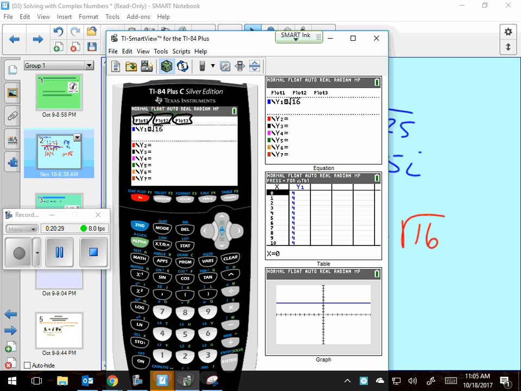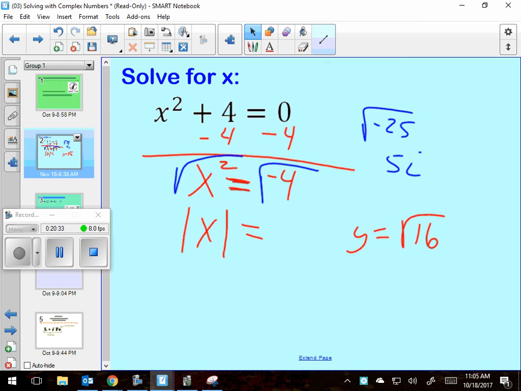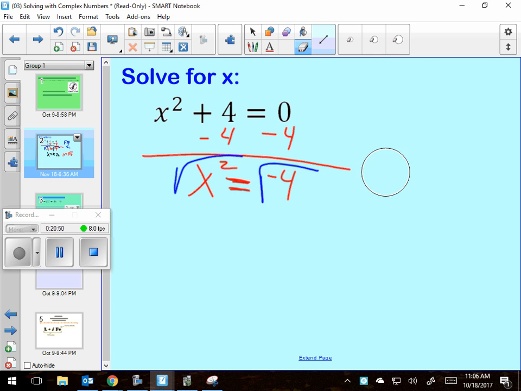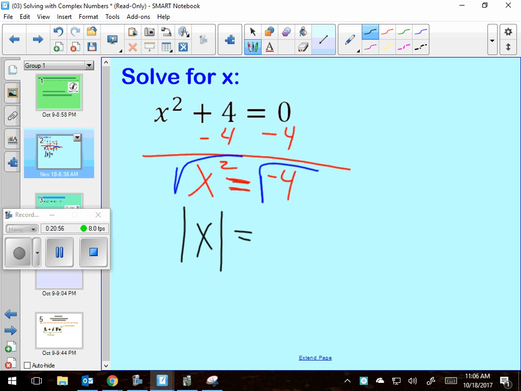All right. So, moral of the story is that when you are doing this problem, you cannot do this. Square root of x squared is x, and this is plus and minus 2i. No, that does not get you credit, because the square root of x squared is the absolute value of x. I just showed you. I proved it to you. And this is 2i.